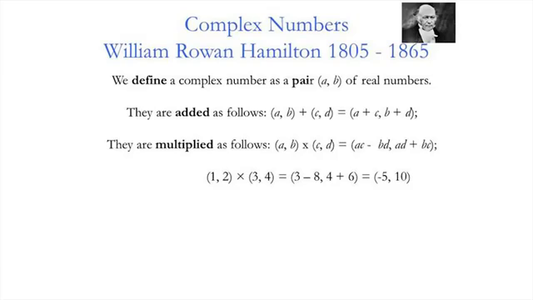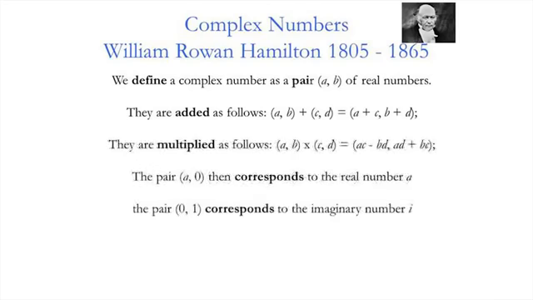All right. But now we make an association, just a correspondence. What I'm going to do is to think of the pair (A, 0), and the important thing is that there's a 0 in the second entry, as corresponding to the real number A. And I'm going to think of the pair (0, 1), just an ordinary pair of real numbers, as corresponding to the imaginary number i.